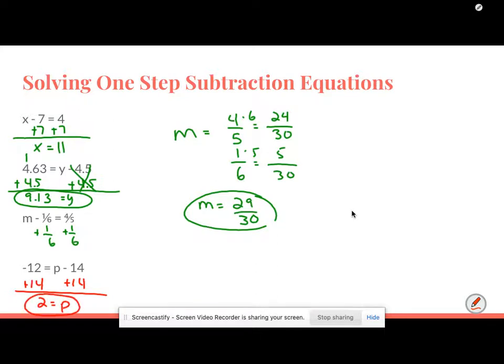Now, if you ever are in question, you can check to see if your solution, which is what your variable equals, makes the equation true. So negative 12 equals 2 subtract 14. Well, if I do plus negative, this side is negative 12, and this is my final answer. So negative 12 equals negative 12. If they equal each other, we know we are correct.